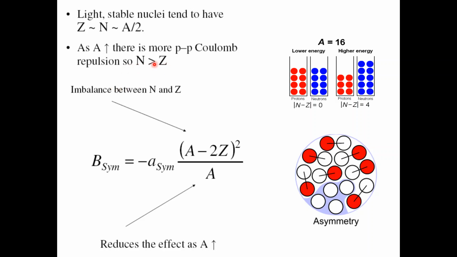If the number of neutrons is greater than the number of protons, the imbalance between neutrons and protons can lead to the asymmetry term. You can see it here by yourself. That is, the asymmetry term to binding energy is equal to minus a_sy (2A minus 2Z) whole squared divided by A. The subscript sy is basically for the asymmetry. And here you can see that it reduces the effect as A increases. You might have observed this particular fact.